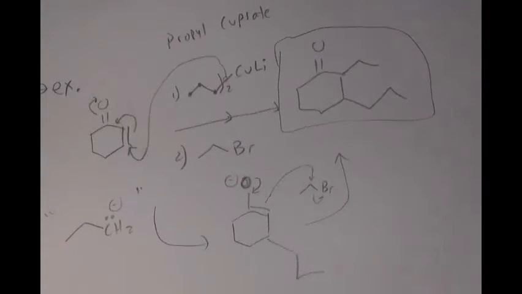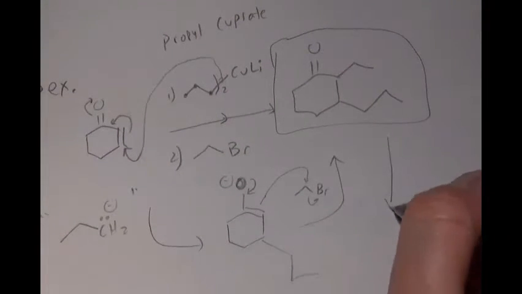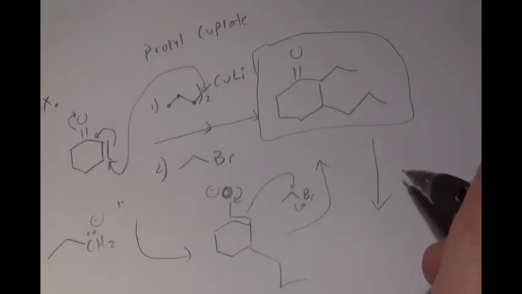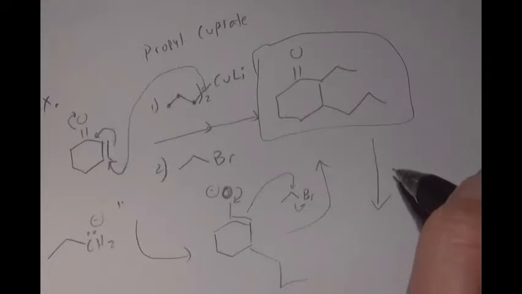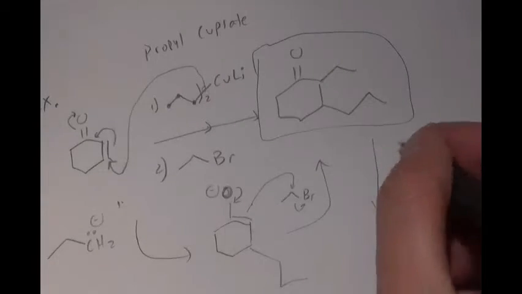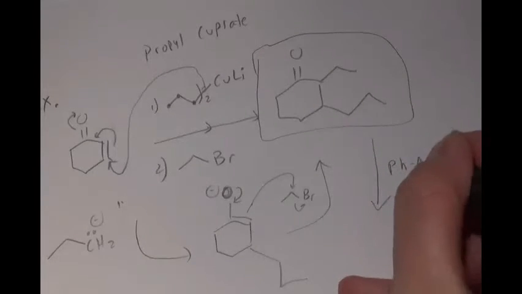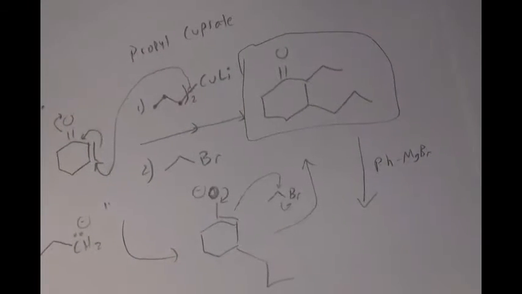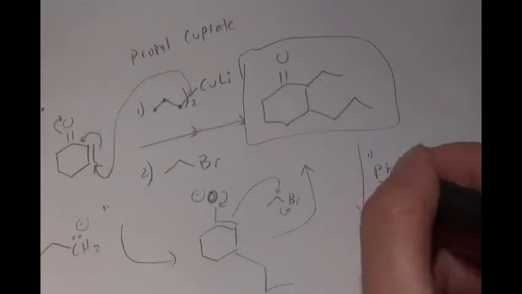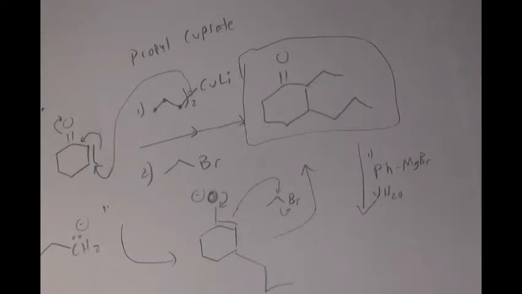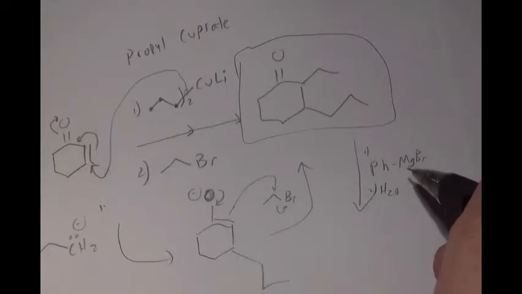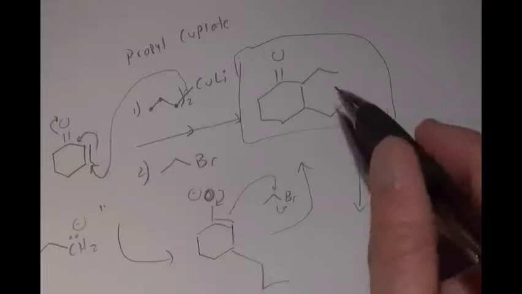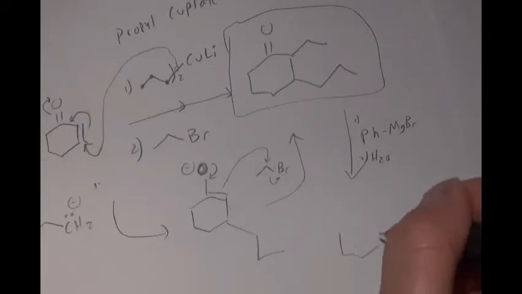All right, what's another thing we could do to that final product? Maybe a Grignard. What would a Grignard do to this? A Grignard would attack the ketone, so let's do that. Throw in PhMgBr. Step 1, step 2, H2O. What does a Grignard do to a ketone? It attacks the ketone.